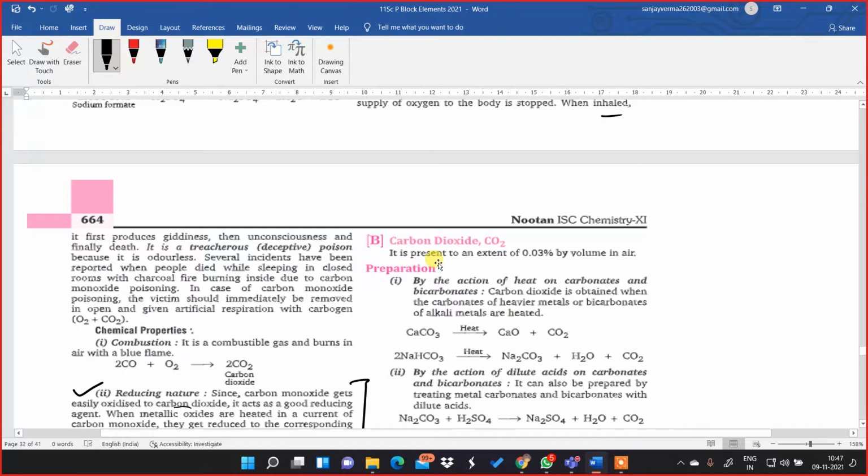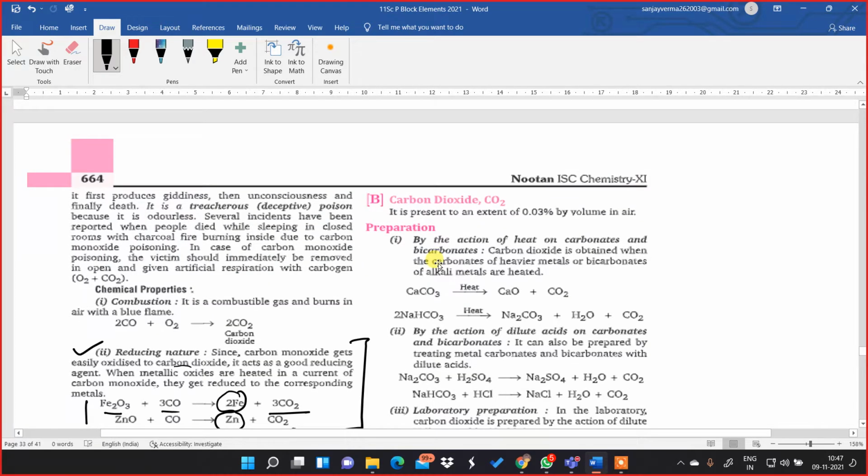Then we come to carbon dioxide. Under carbon dioxide, only preparation from limestone and carbon. Only number one you see. Look at this, number one: preparation from limestone by the action of heat on carbonates and bicarbonates.